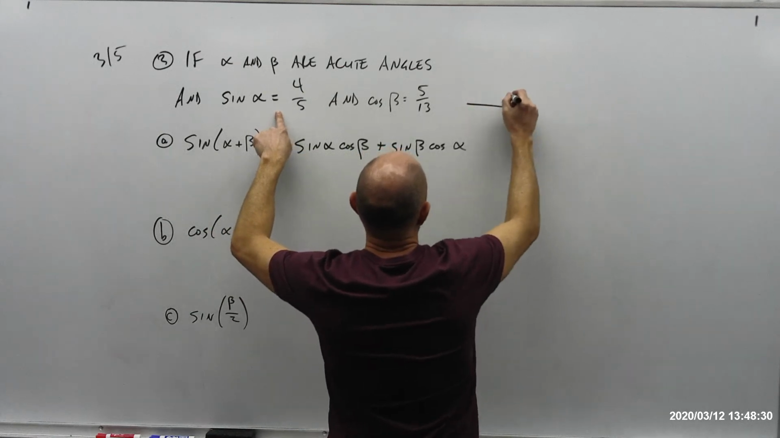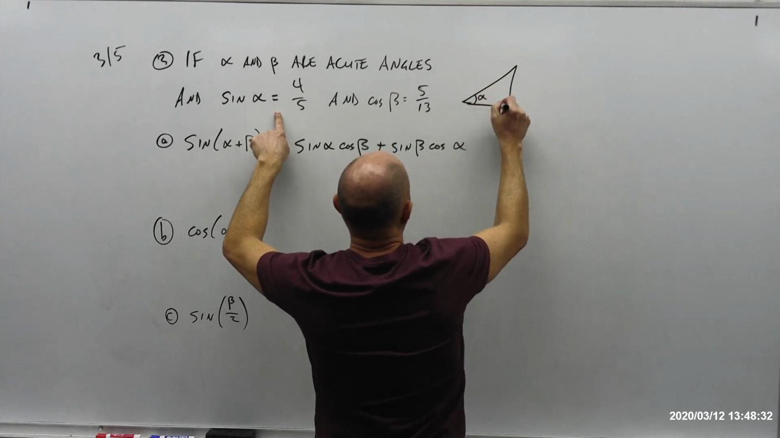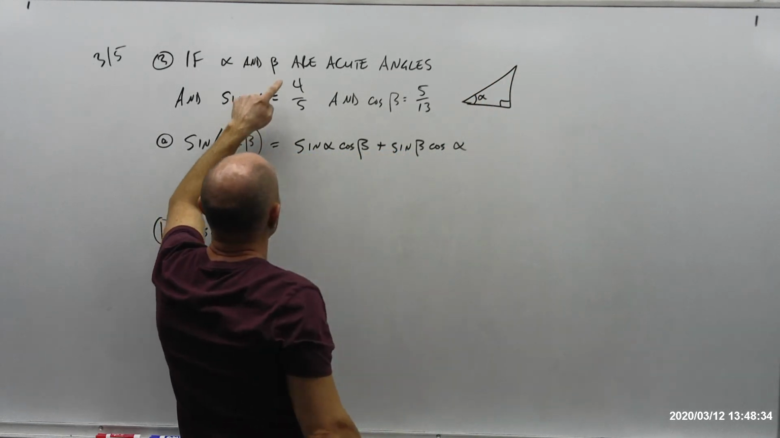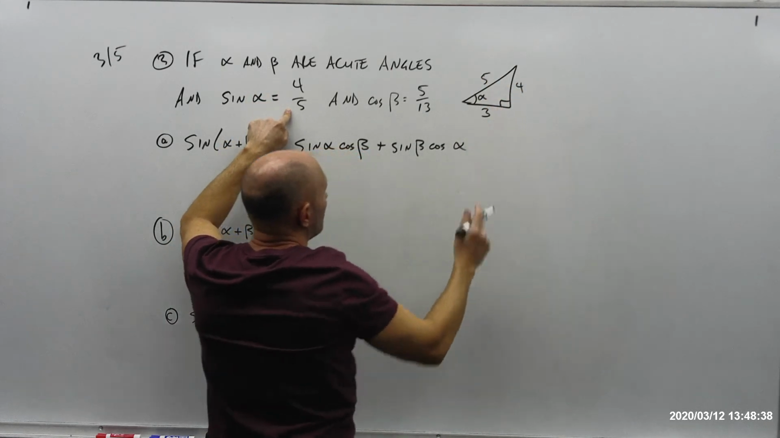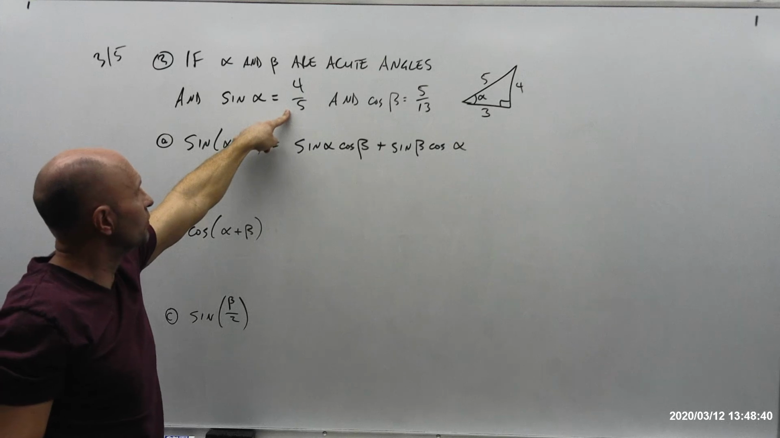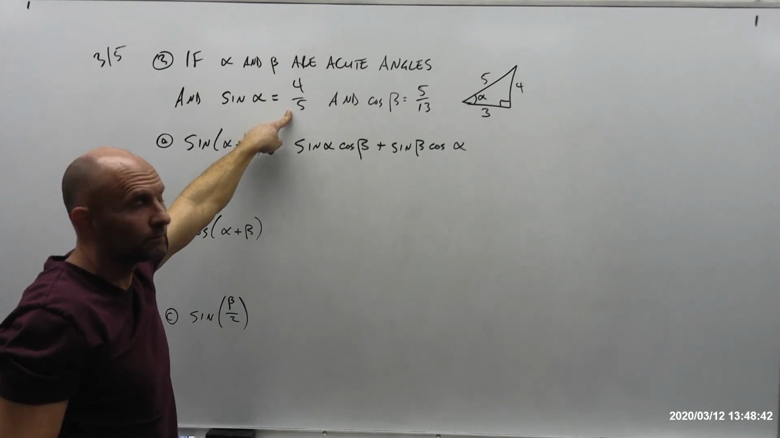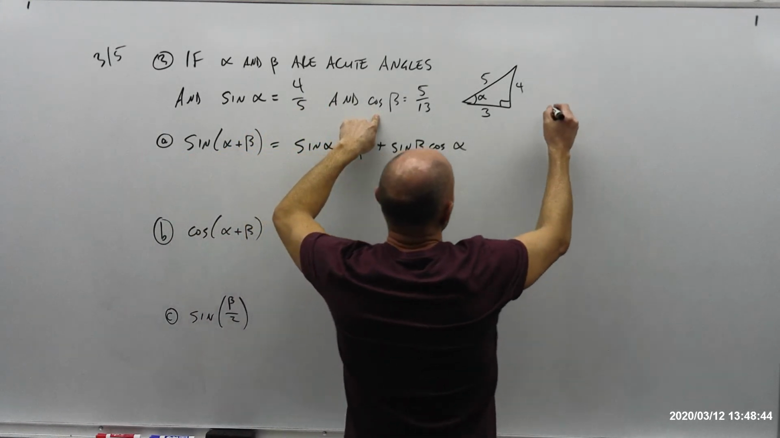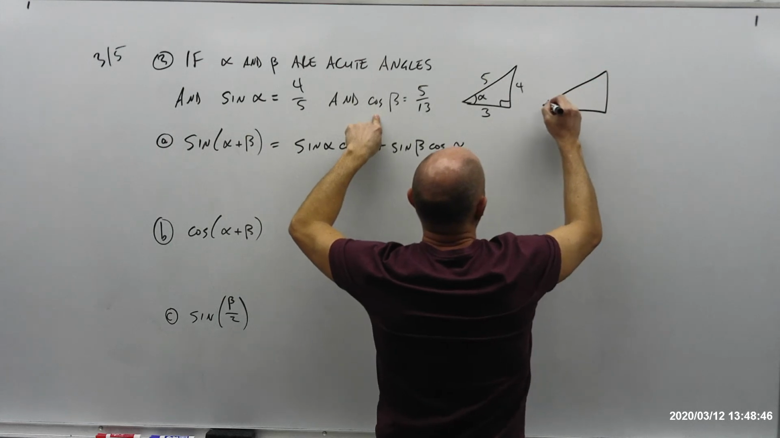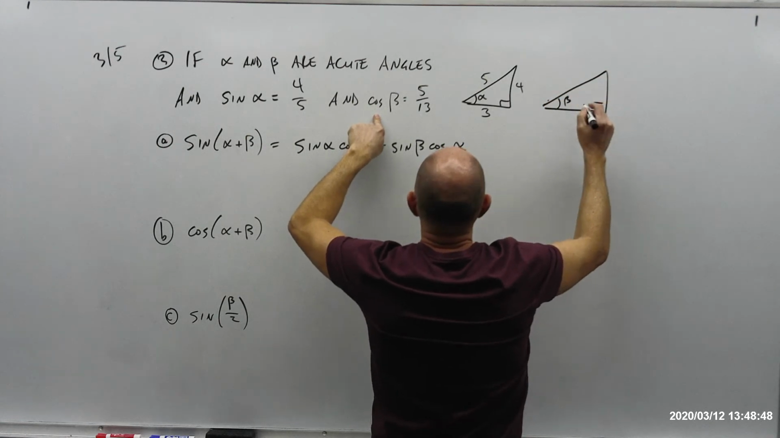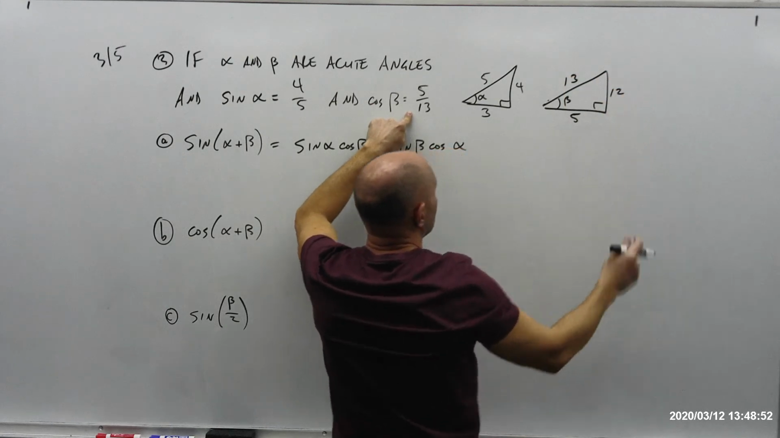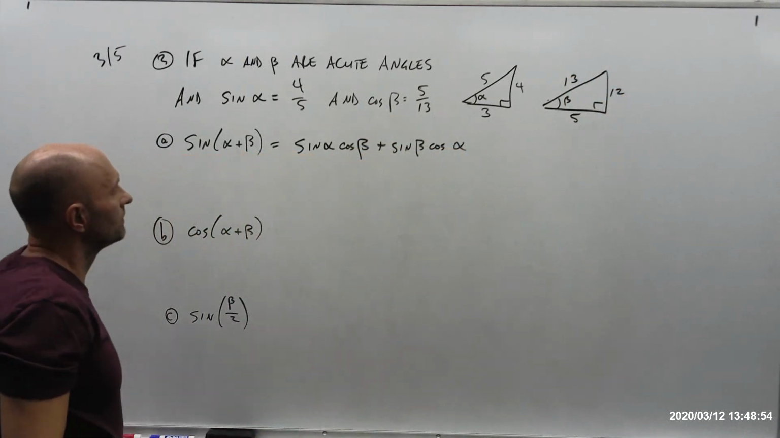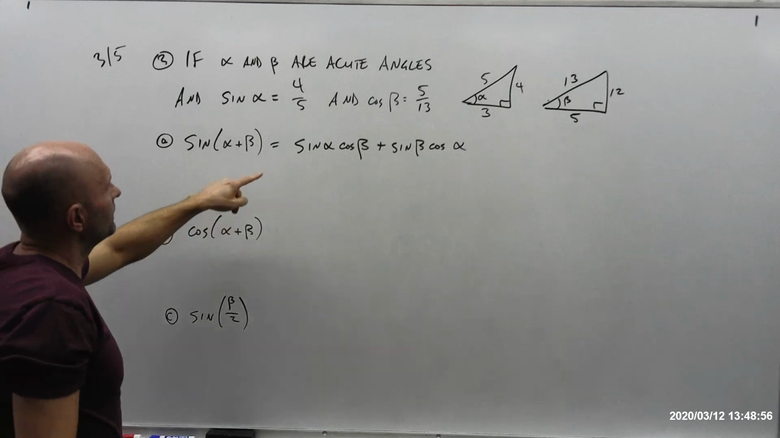My alpha triangle: sine is opposite over hypotenuse. So 4 and 5. So the bottom of this triangle is 3. It's one of my Pythagorean triples. For beta, cosine is adjacent over hypotenuse. It's another triple, my 5, 12, 13. So now I can figure out these values.